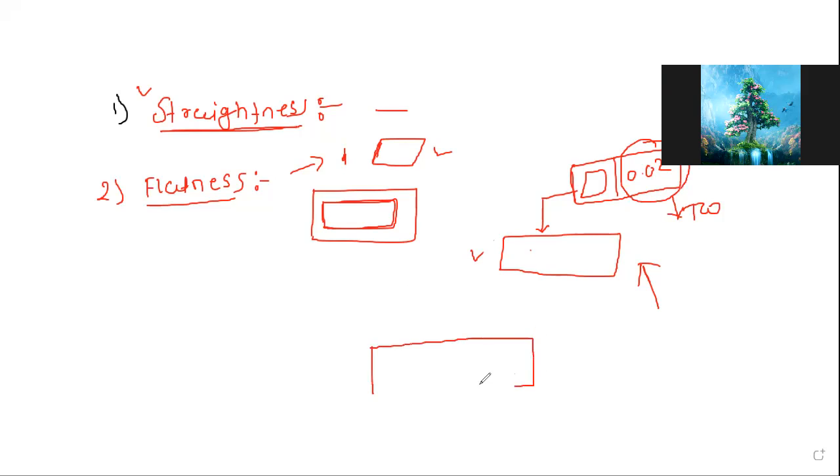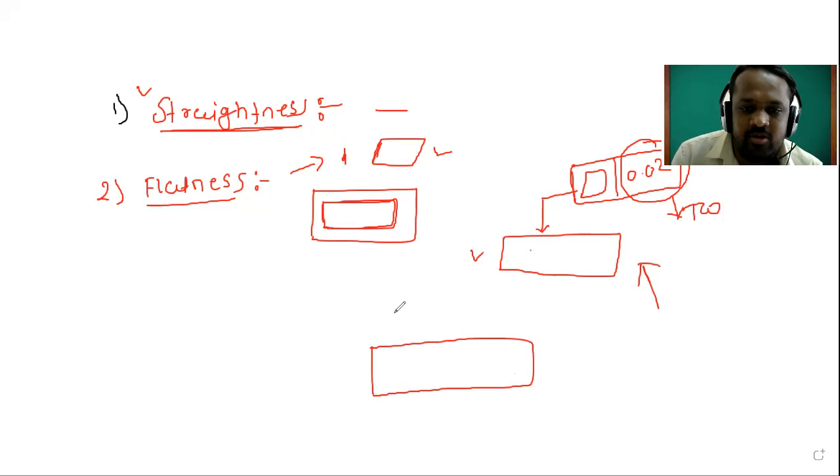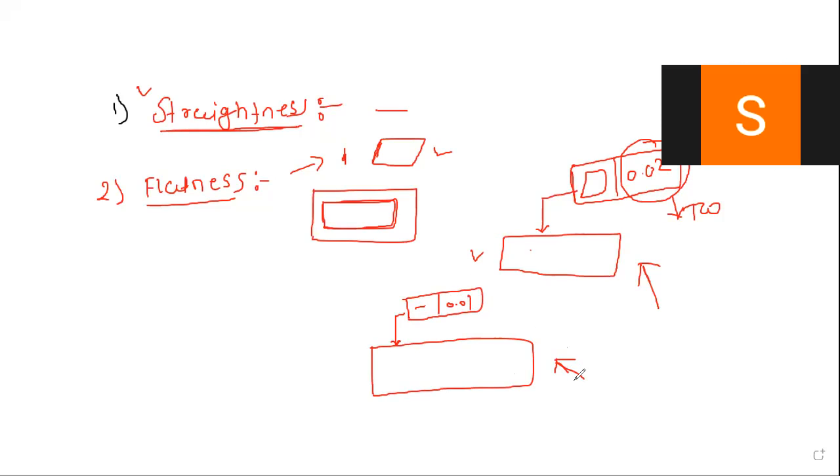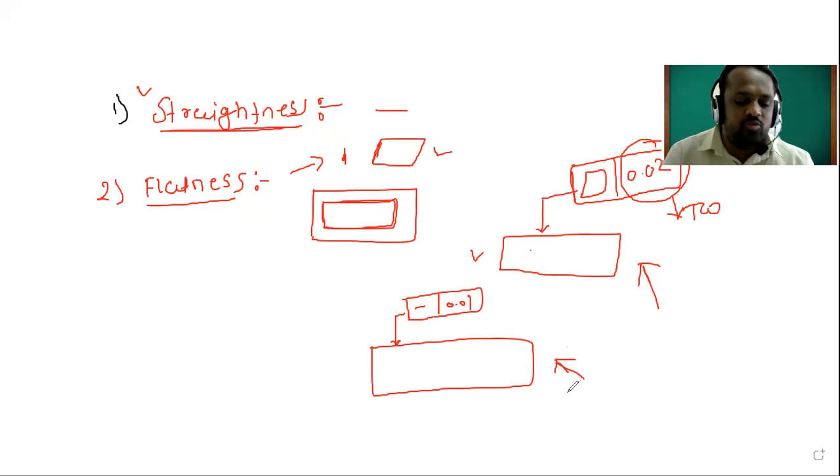Suppose this is the component, and here I have shown the control frame like this. And tell me, what is the meaning of this? Flatness is 0.01. How to read it? The permissible straightness should be 0.01 micron like this.